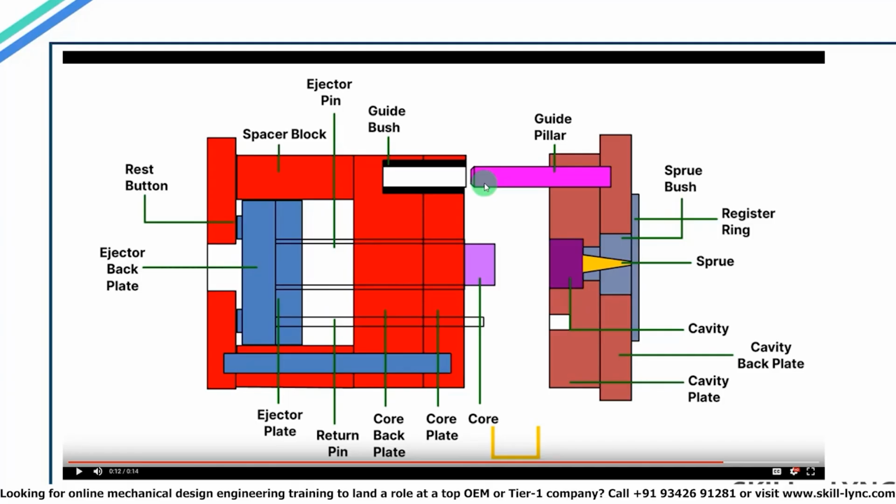Guide pillars will always be present on the cavity side of the mold and guide bush will be present on the core side. The length of the guide pillar should always be more than the core length so that it aligns before the core and the cavity align. On the right side, you can see the sprue and the sprue bush.